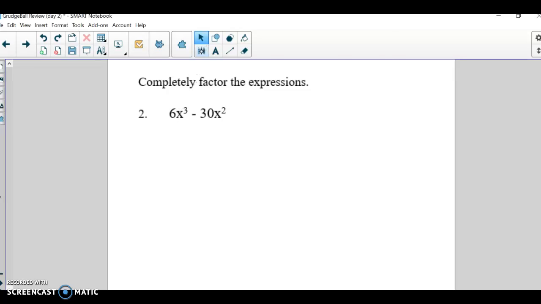All right, this is number 2 from the review assignment from chapter 4, 4.1 to 4.5. We've got to factor it, and this one is a little weird because it has a cube in it, which we haven't really seen yet, but the concept's the same. So what do these have in common?